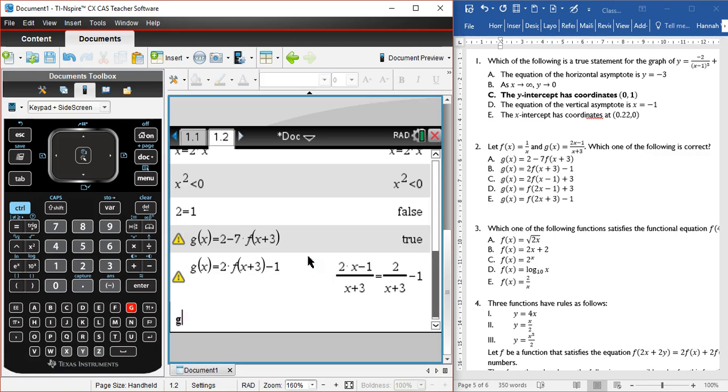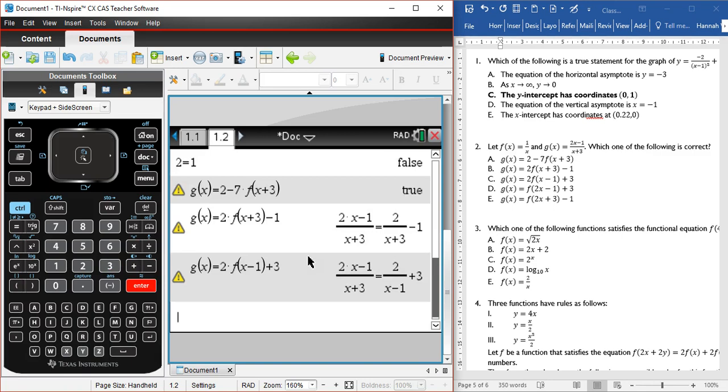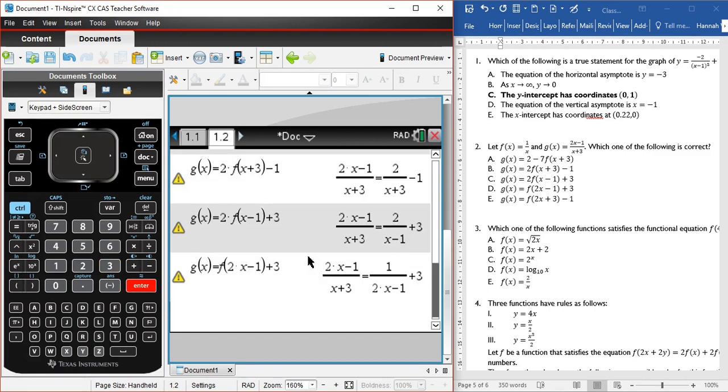All right, moving on to C. 2 times f of x minus 1 plus 3 is C. Again, the CAS just repeats the statement. It's not correct for every single value of x. Then for D, f of 2 times x minus 1 plus 3. There you go. Again. And 5, f of 2 times x minus 1 plus 3.